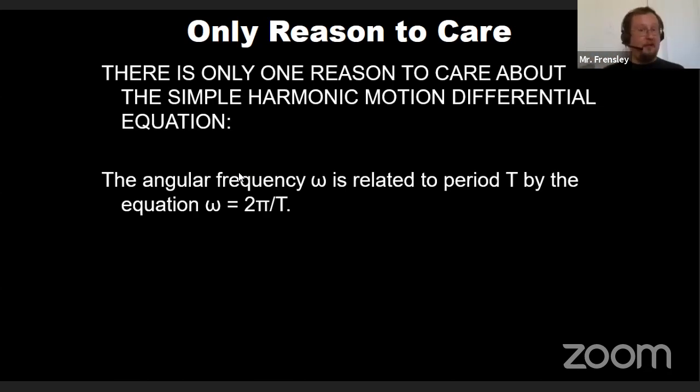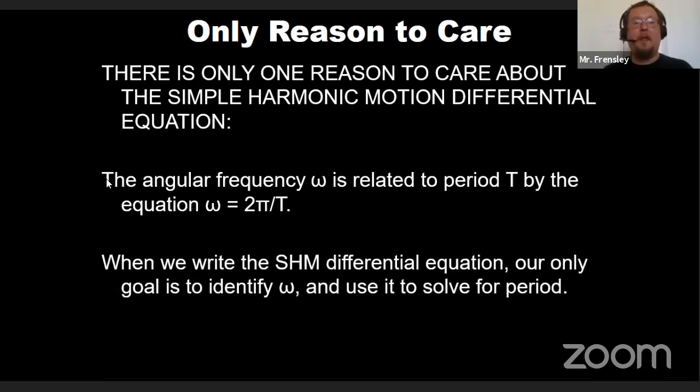Then, once we have the omega, we're going to set that omega equal to 2 pi over the period, because that's what omega is. It's 2 pi over the period, right? And we can solve for the period. So we're going to write the differential equation, pull out omega and throw the rest of that calculus-looking stuff away, set the omega equal to 2 pi over the period, and find out what the period of our system is.